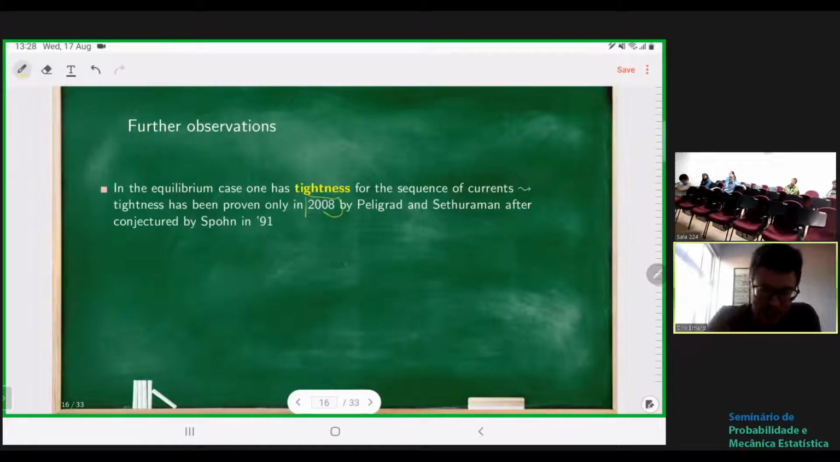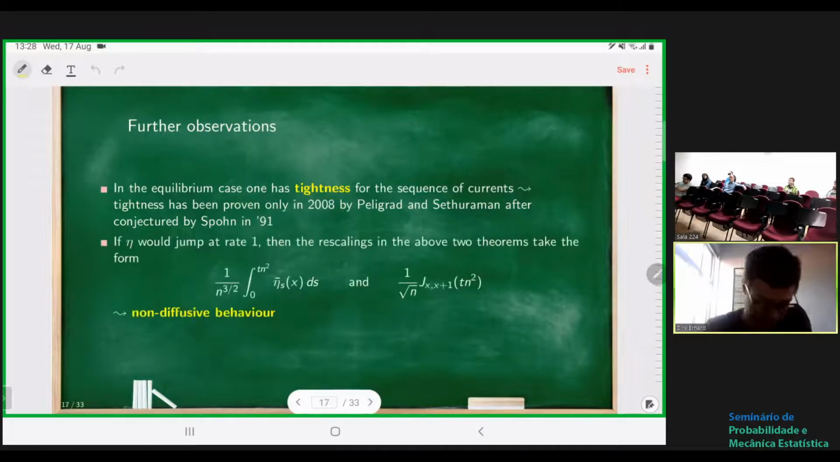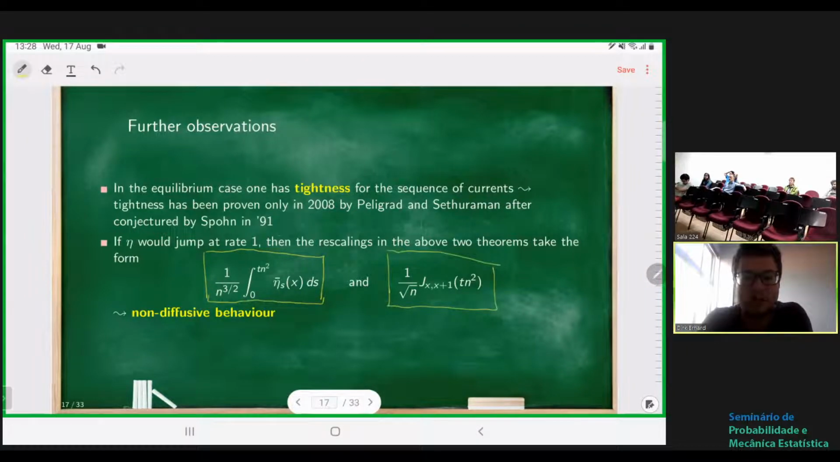Okay. So the second thing I wanted to mention is a further motivation to study these two objects. Assume that we don't speed up the exclusion process by n squared, but it really runs at rate 1. Then, of course, you can reformulate all the results. The occupation time, if you want to rescale it properly to obtain the results I just mentioned, you need to look at the integral until time Tn squared and divide by n to the 3/2. Whereas for the current, if the process is jumping at rate 1, you need to observe it until time Tn squared and divide by square root of n.